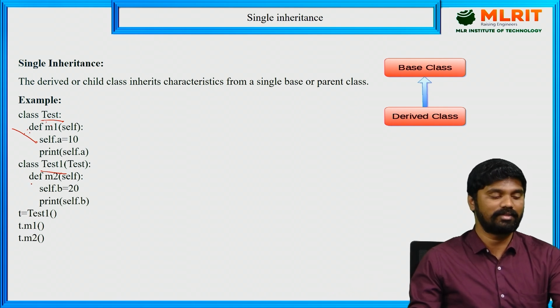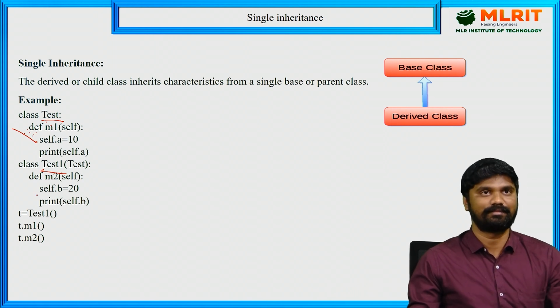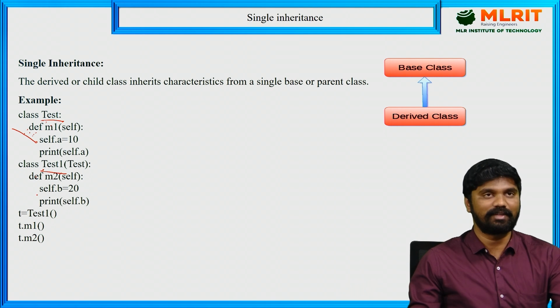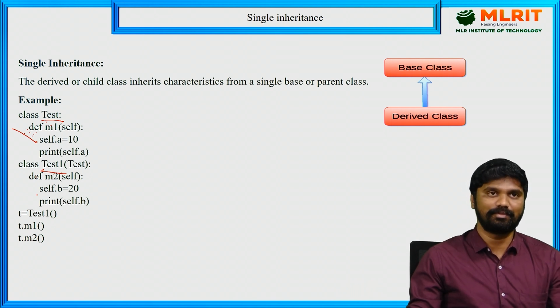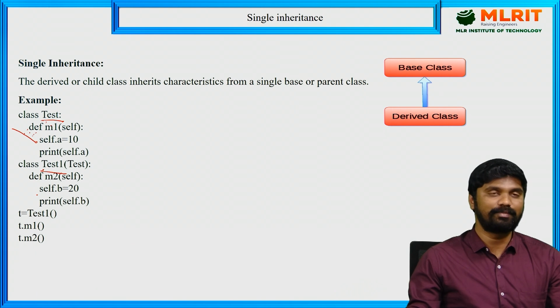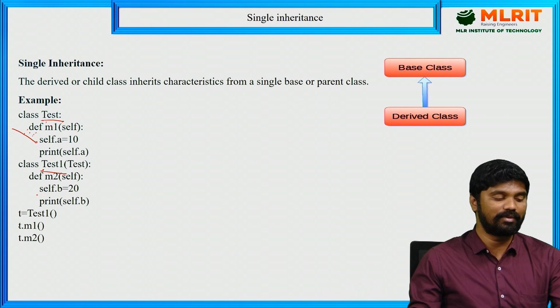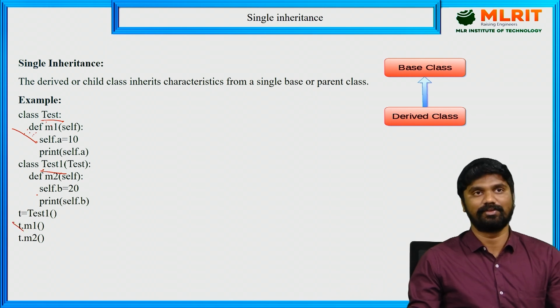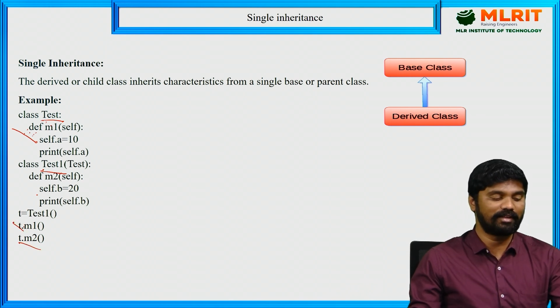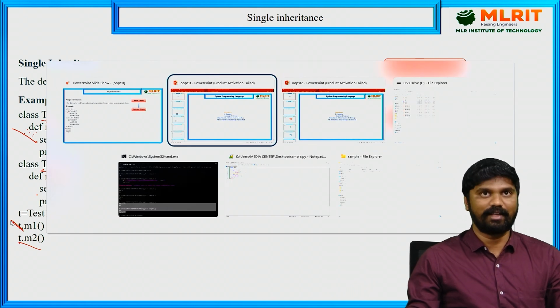Why? Because test1 accesses the M1 method from the test class. So that's why the test1 class contains 2 methods. That's why we have to create the object of the test1 class, and through this test1 class object we are able to access the M1 method also, not only the M2 method. So let's see an example.